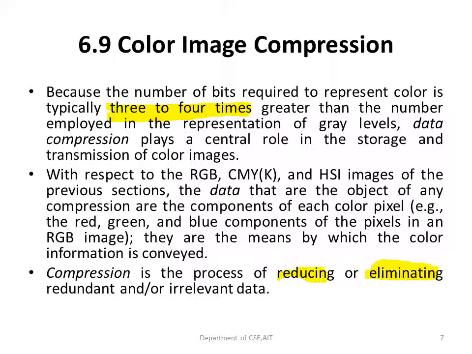So in this particular phase, data compression has to be involved so that when I am going to store the image or transmit the image, it will be much easier for me. For the RGB image or the CMYK and the HSI, whatever we have discussed previously, for compression of these components, it may be the red component, the green component, the blue component or the pixels in the RGB image, some means we have to employ so that the color information is not lost. It should be conveyed properly.